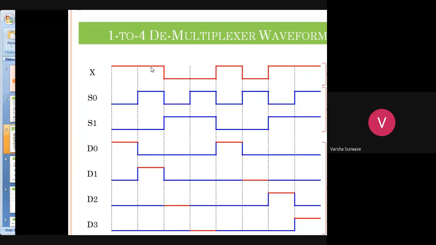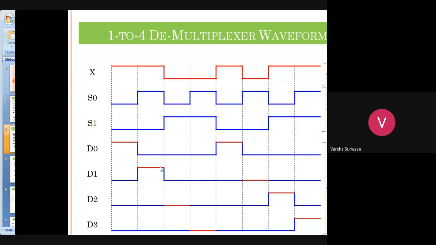So this input is nothing but D1, so you will get 1 for this. Then S0 S1: this S0 S1 is 0 1. When 0 1 is there, the output data goes to D2. So the input is 0, so D2 will be 0 for this.